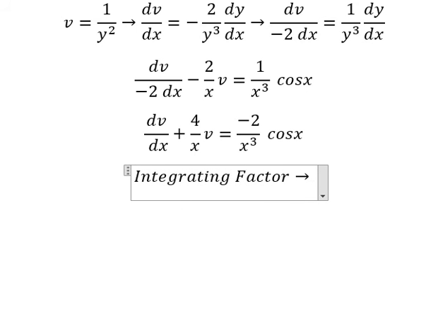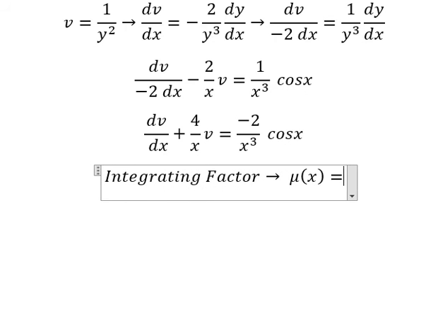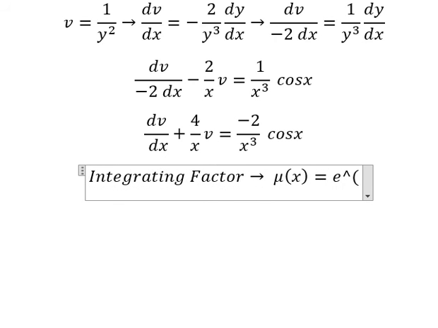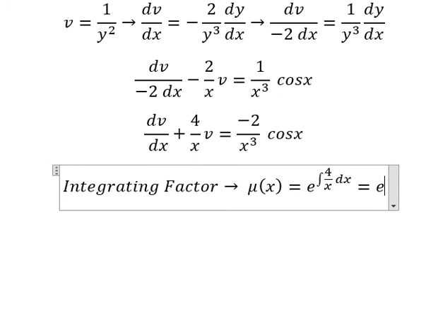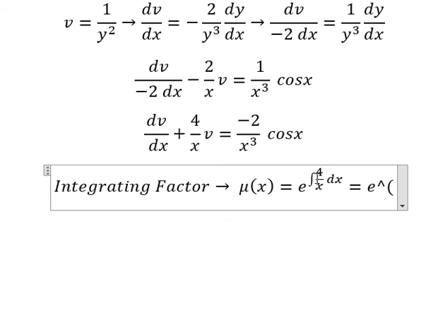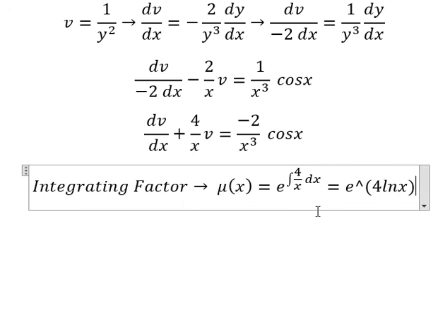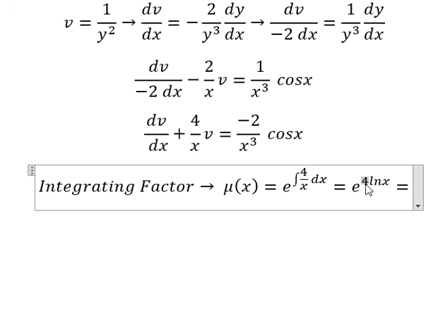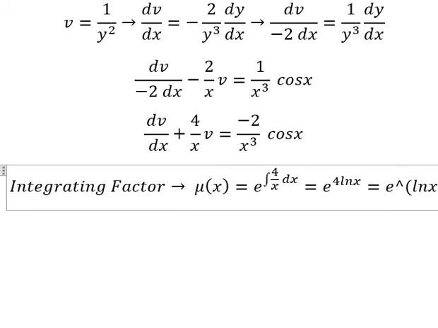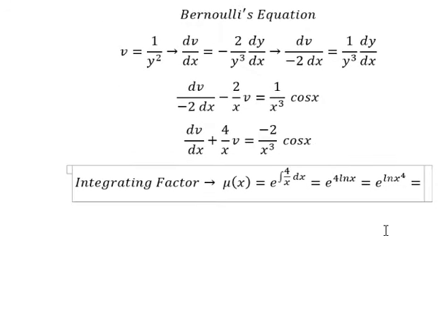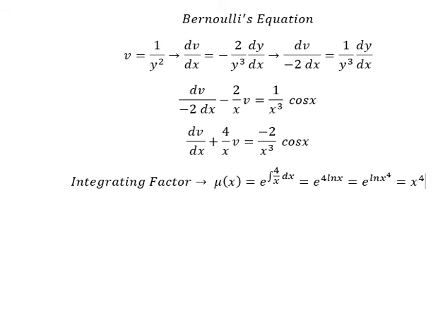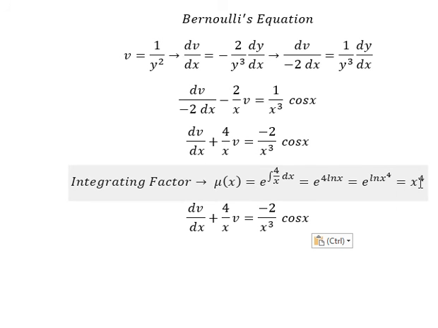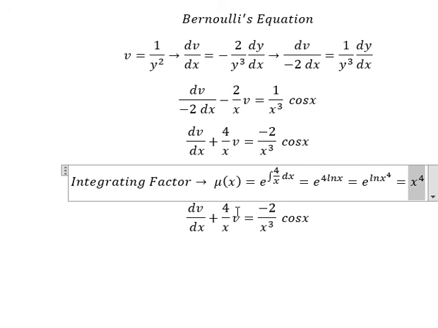So we need to find mu of s equals e to the power of the integration of 4 over s dx. The integration of this one, we have 4 ln s. Later, the 4 will go inside the natural log in here. And this one, we have s to the power of 4. That means we multiply both sides by s to the power of 4.